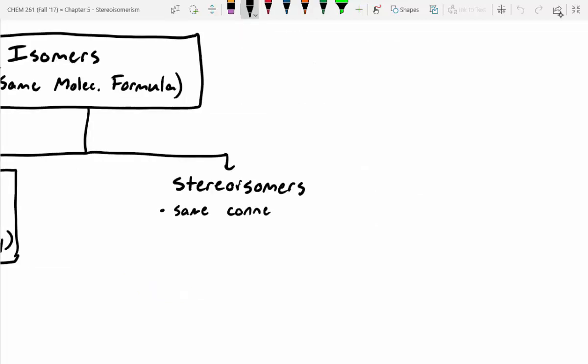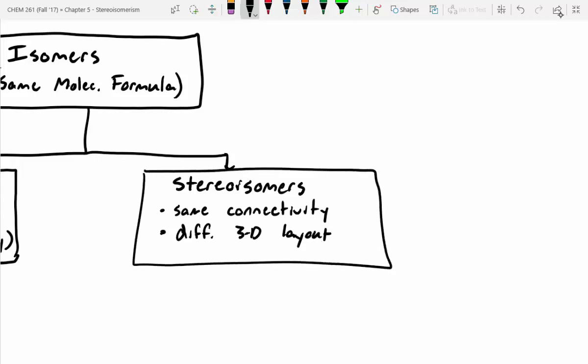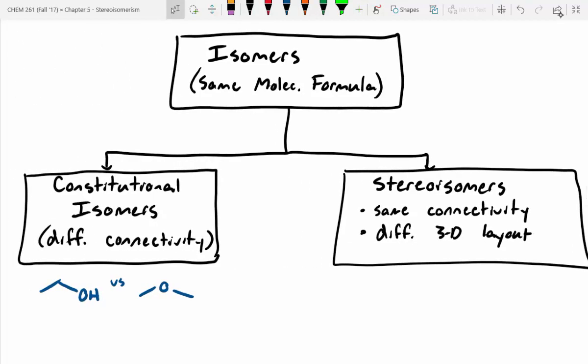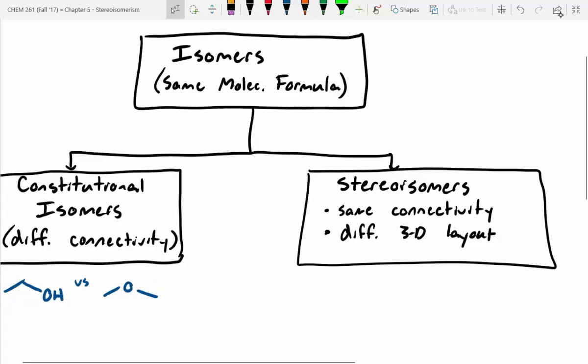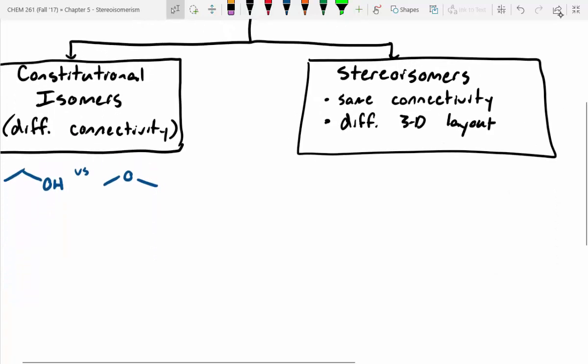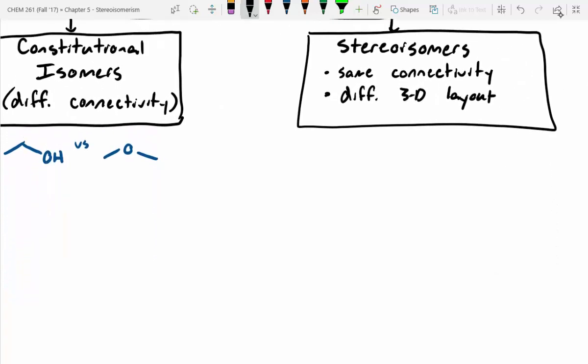All right, let's try again. So same connectivity, but it has a different 3D layout. So these are different than constitutional isomers because the atoms are connected in the exact same way, but they have a different layout. Within stereoisomers, we have two different subclasses, though, because nothing's easy.